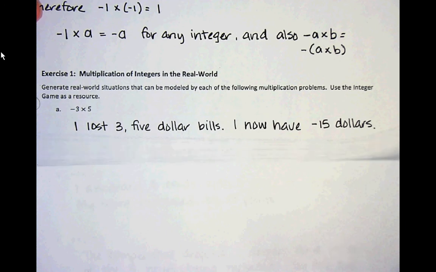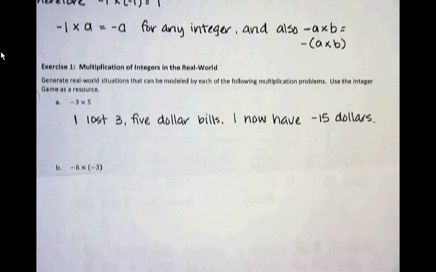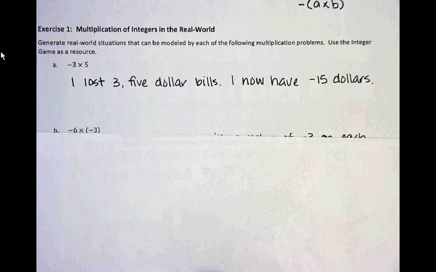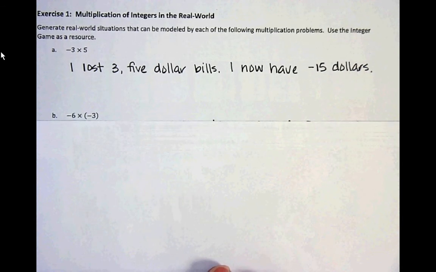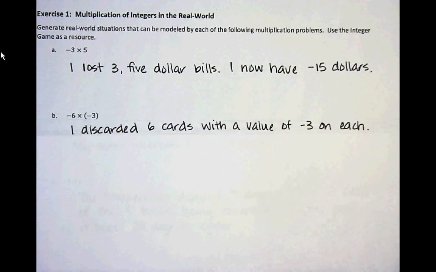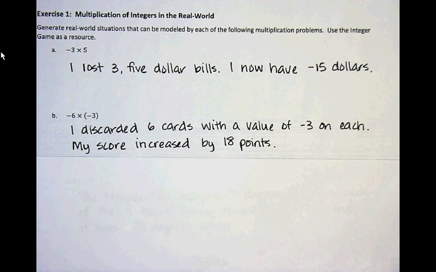All right, the next one is -6 times -3. So again, sometimes that's a little bit harder to show in real life, so maybe come up with an example from the integer game. How can that be represented by the integer game? And you can say, I discarded 6 cards with a value of -3 each. That means my score will increase by 18 points.